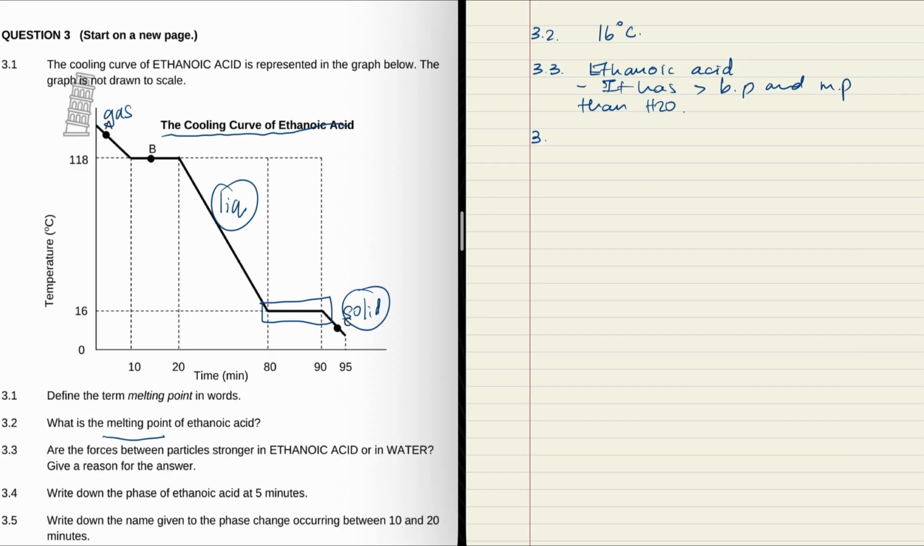Question 3.4. Write down the phase of ethanoic acid at 5 minutes. So 5 minutes is here. It is going to be a gas. Question 3.5. Write down the name given to the phase change occurring between 10 and 20 minutes. So 10 to 20, it's going from a gas to a liquid. So gas to liquid is known as condensation.